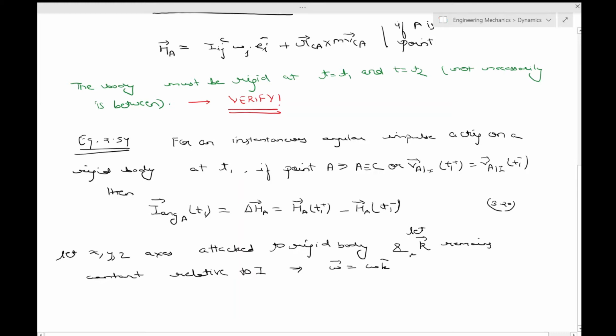So in this particular case, I should write again, it's a material point of a rigid body A, which can either be such that A is the same as the center of mass, or the acceleration of A in the I frame is 0, or it's along the line AC.